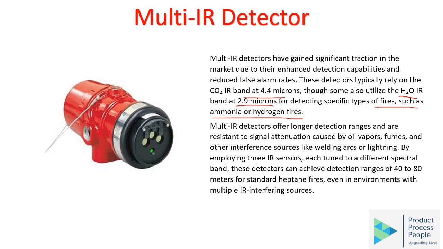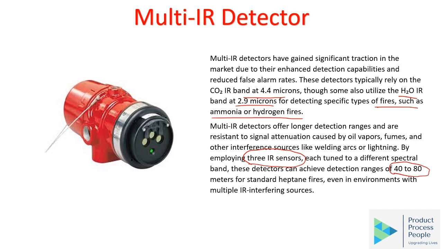By employing three IR sensors, each tuned to a different spectral band, this detector can achieve a detection range of 40 to 80 meters for standard heptane fires, even in environments with multiple IR interfering sources. So this is a major improvement here. And here I am writing three IR sensors, but in the market there are multi-IR detectors which have four IR sensors or even more.